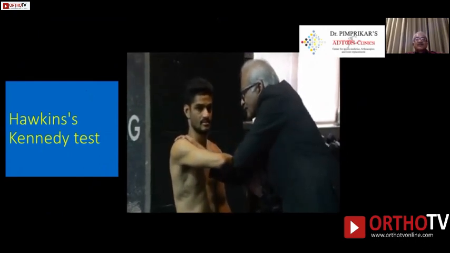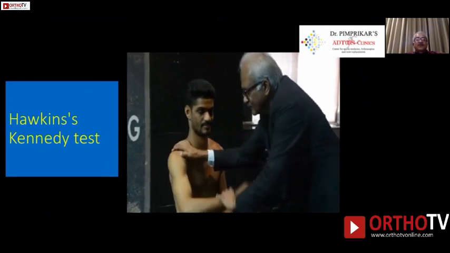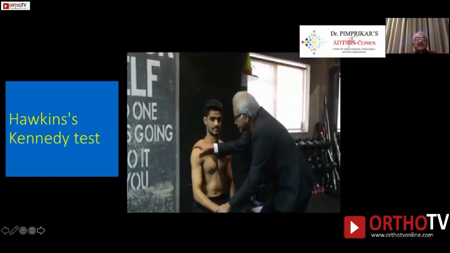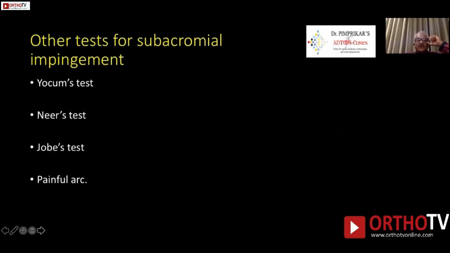This maneuver pushes the greater tuberosity below the acromion, and if the patient has got bony or soft tissue impingement, the patient will complain of pain. It is called a positive Hawkins sign, which speaks of subacromial impingement. Some other tests for subacromial impingement are Yocum's test, Neer's test, Jobe's test, and a painful arc.